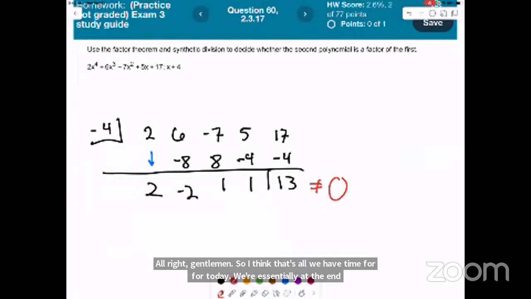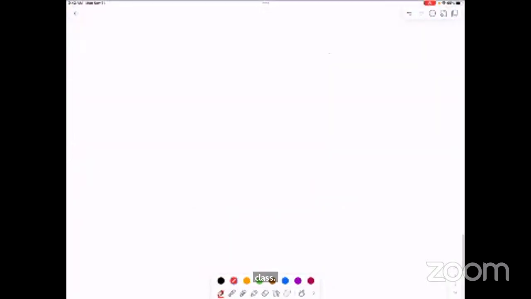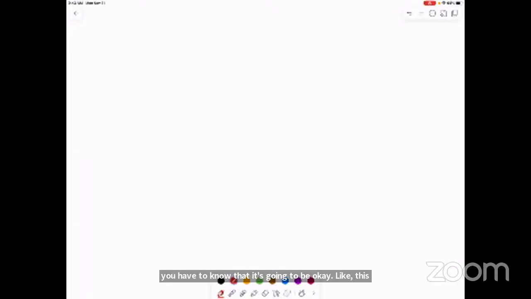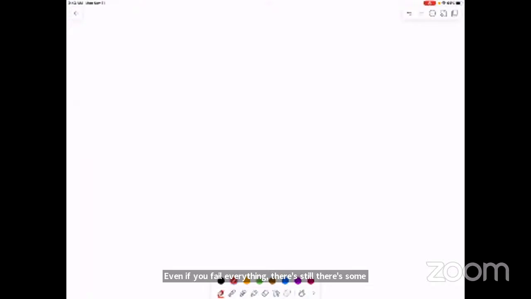When it comes to this whole academic thing, you just do the best that you can. And if things aren't going the way that you want, you have to know that it's going to be okay. Don't take it too seriously. Where there's a will, there's a way. If you really want to do something, there's always some other way to get it done. Even if you fail everything, there's some way.